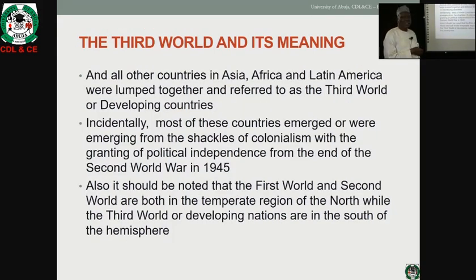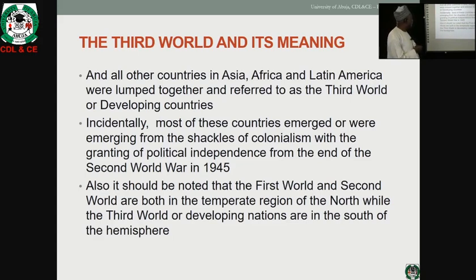And then they lump all other countries, Africa, Asia, Latin America, into one third world, or developing countries, or developing nations. They now see it as the third world. Asia, Africa, and Latin America, they lump together as developing or third world countries.